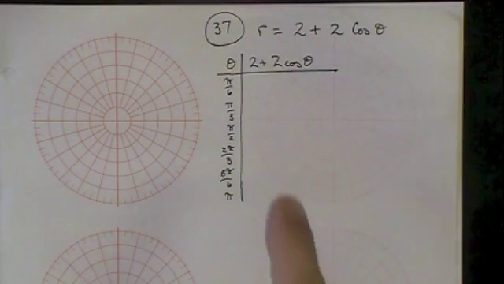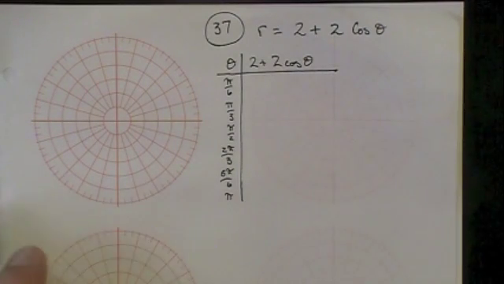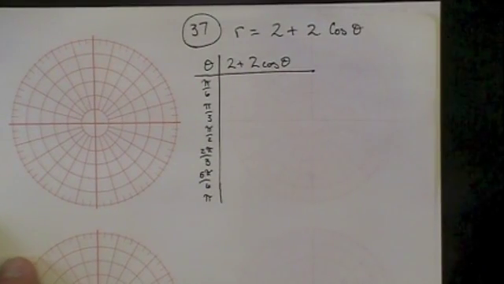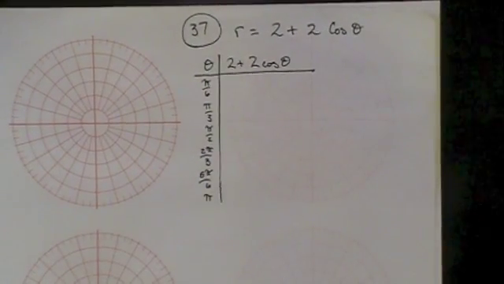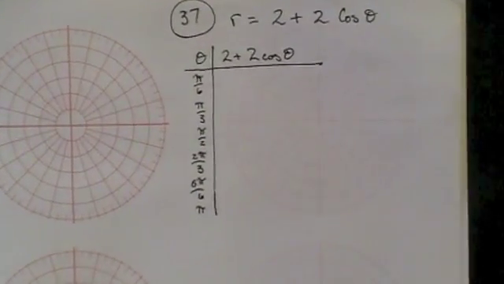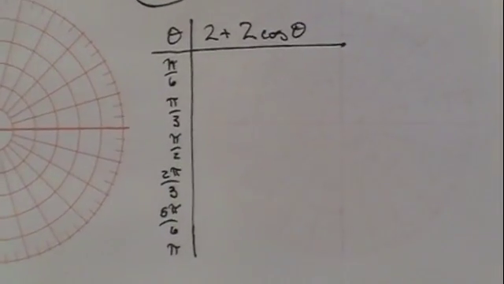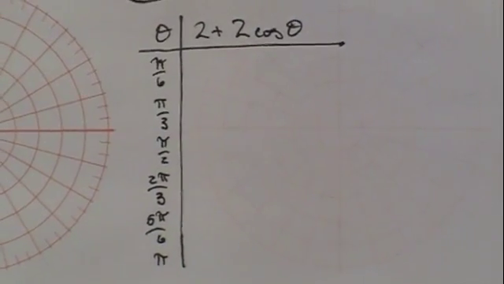For this next problem, we have r is equal to 2 plus 2 times the cosine of theta. So what we're going to do here, we're going to go back to making tables. So we're going to have our angles be the different variables that we're plugging in here.